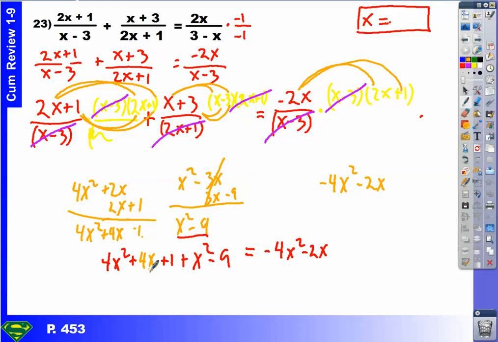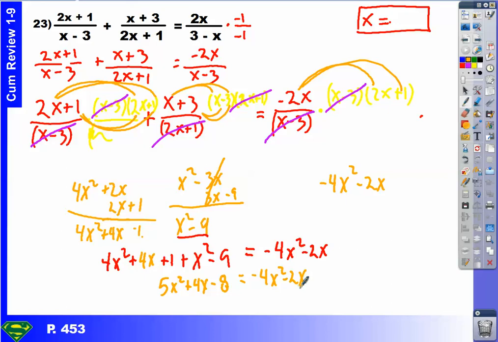So now, as Ali said, we're going to combine similar terms. So I have 4x squared and just plain old x squared. What is 4x squared plus x squared? 5x squared. I have no other x's, so I just have the plus 4x. 1 minus 9 is? Negative 8. All right, is equal to negative 4x squared minus 2x.